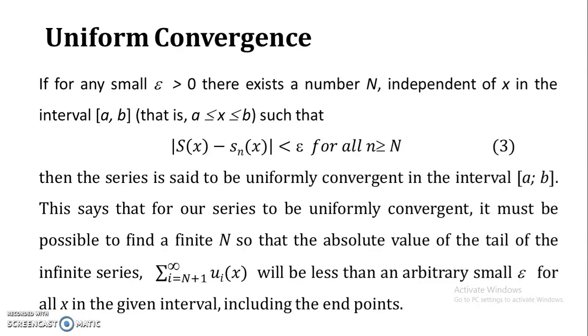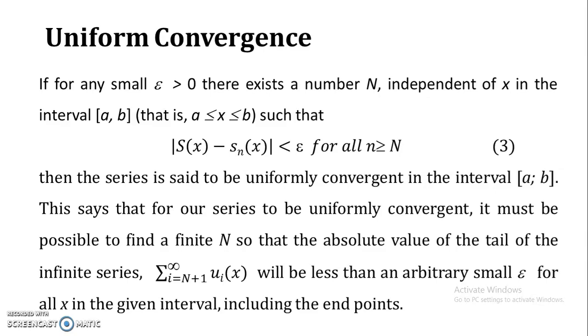Now let us see the concept of uniform convergence. If for any small epsilon positive, there exists a number N which is independent of x in the closed interval [a, b], such that modulus of s of x minus Sn of x is less than epsilon for all n greater than or equal to capital N. That means s of x and the partial sum Sn of x are very close to each other for n greater than or equal to capital N. Then the series is said to be uniformly convergent in the closed interval [a, b].